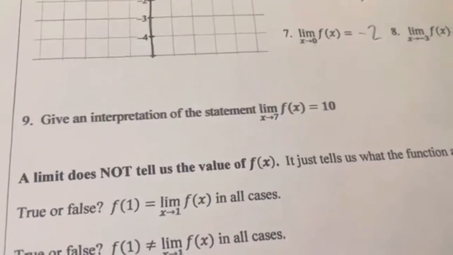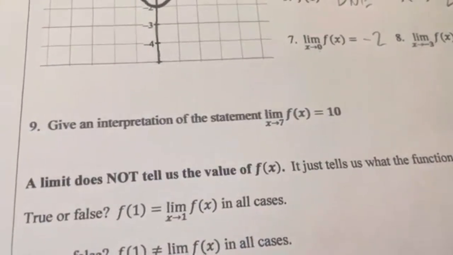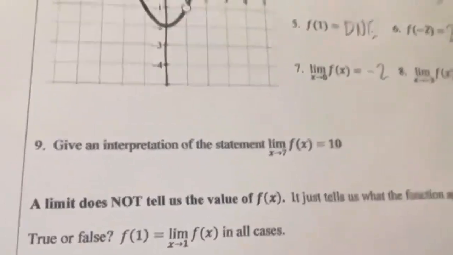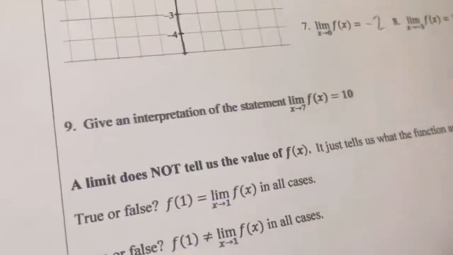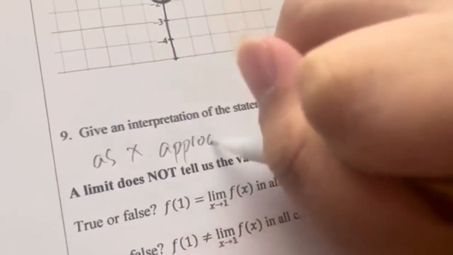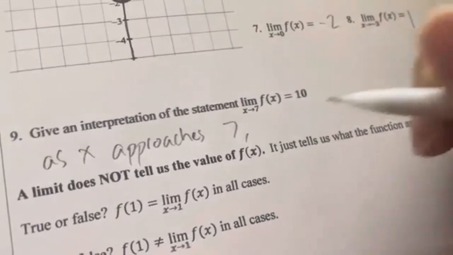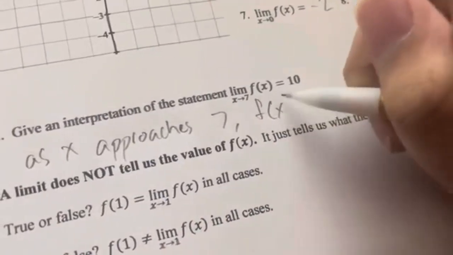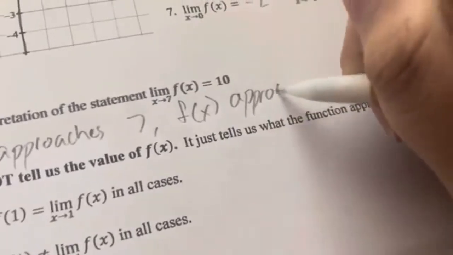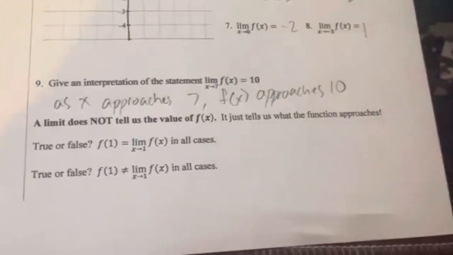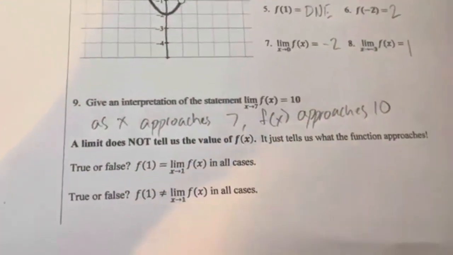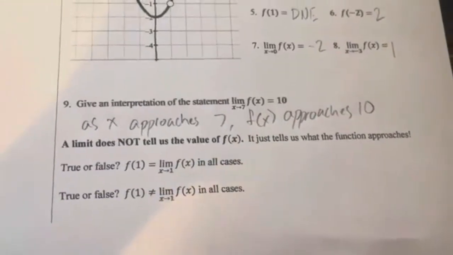Give an interpretation of the statement, the limit as x approaches 7 equals 10. So we can say just as x approaches 7, f of x approaches 10. One thing to remember, a limit does not tell us the value of f of x, it just tells us what the function approaches, okay?